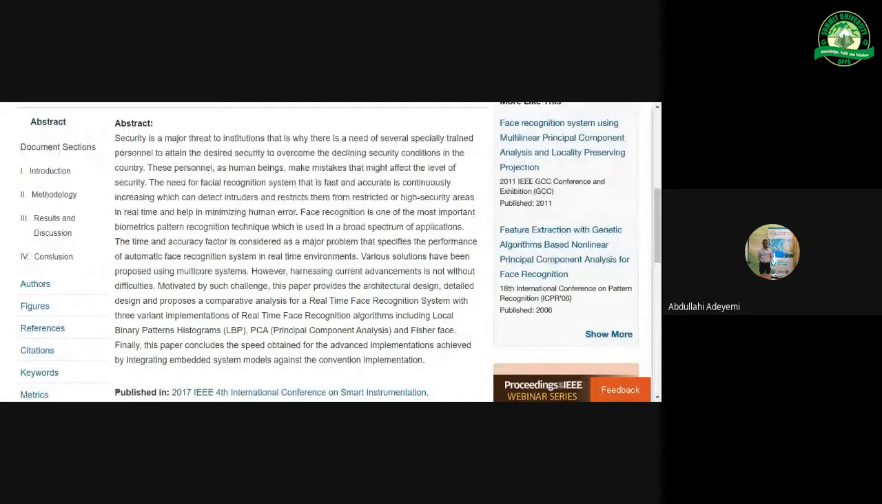Okay, the next one is comparative analysis for a real-time facial recognition system using Raspberry Pi. And this is the abstract. So in no particular order, can anyone say what he or she understands about the topic? Then we can all agree whether we can add the paper to our literature review list or not.